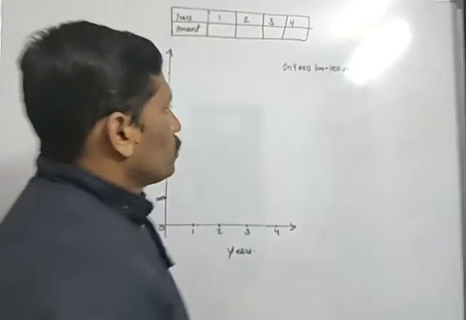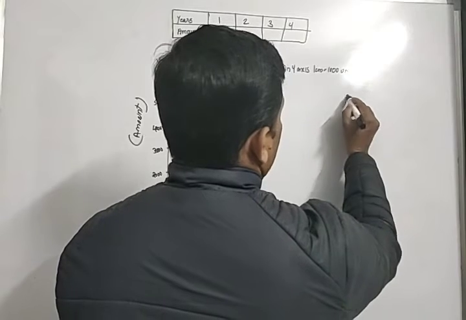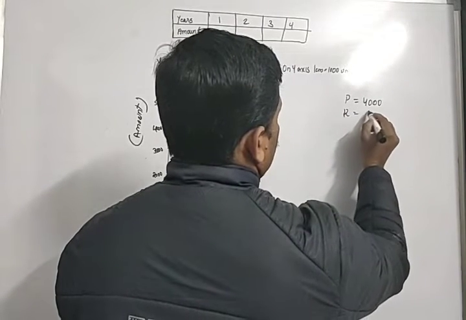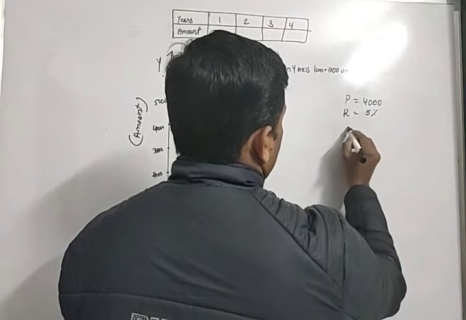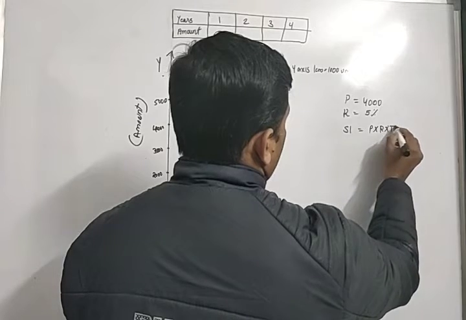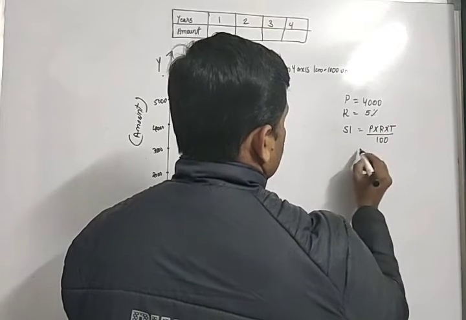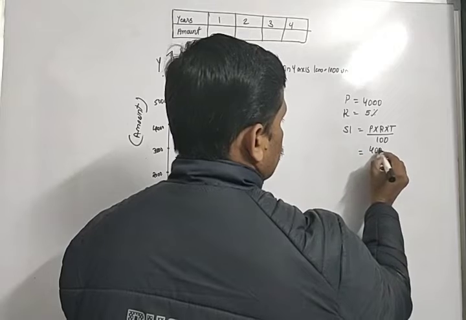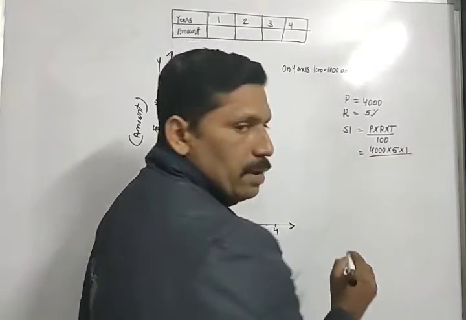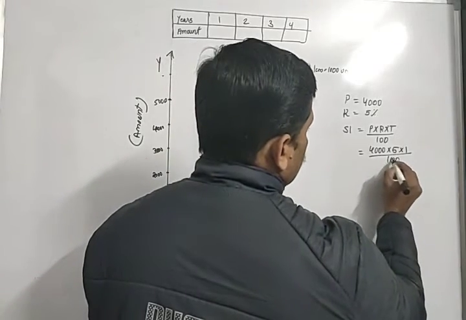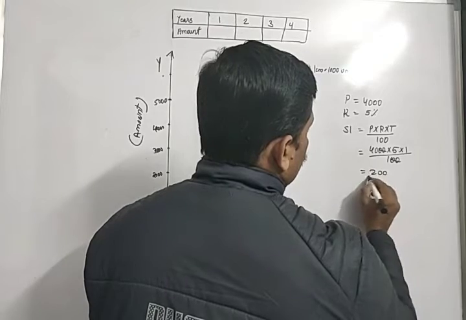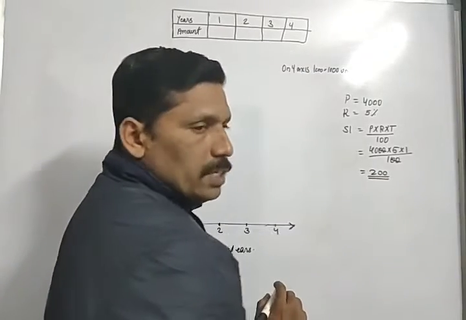So listen here students, here principal is equal to 4,000 rupees and rate is equal to 5%. Therefore SI is equal to principal into rate into time upon 100. That is equal to principal 4,000 into rate 5%, and time we are calculating for first year only, 1 year, upon 100. This 2 cut 4 5s are 20. That means 200 rupees. So the interest is 200 rupees.